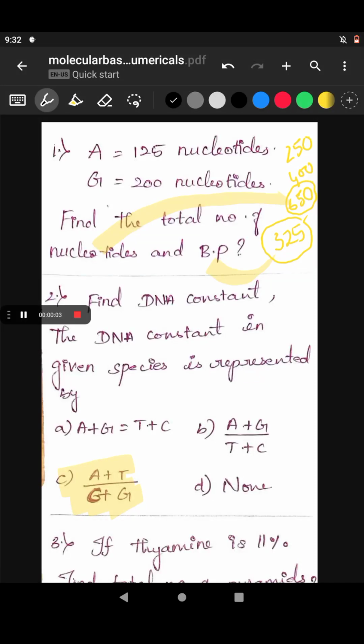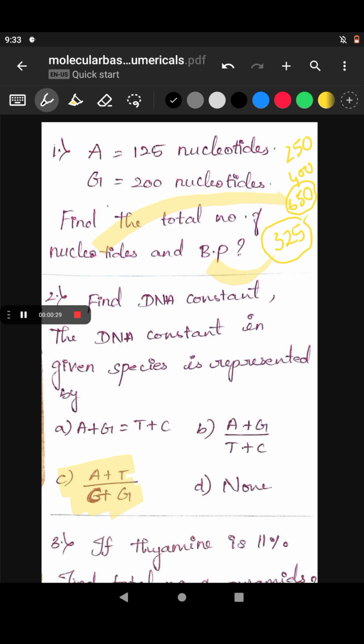Hi friends, today we'll have a discussion on the numerical problems that might arrive in molecular basis of inheritance. The first problem that they have given here is A equals 125 nucleotides, G equals 200 nucleotides. Find the total number of nucleotides and base pair.